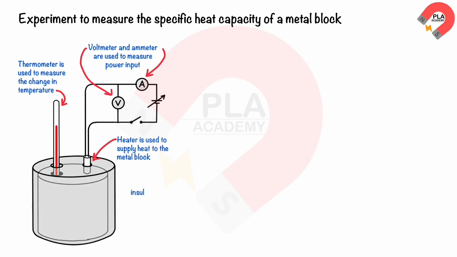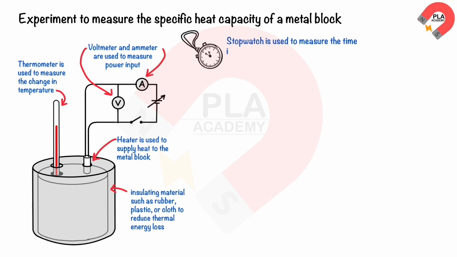The metal block is insulated with an insulating material such as rubber, plastic, or cloth to reduce thermal energy loss to the surroundings. The stopwatch is used to measure the time it takes for the temperature to change.